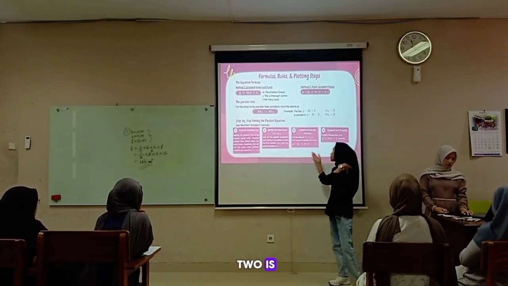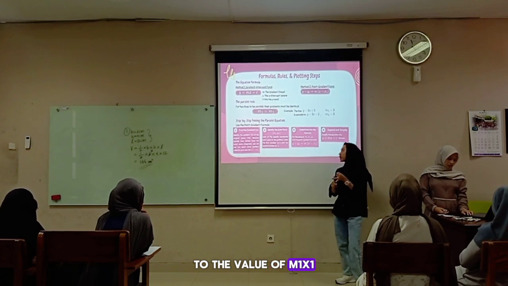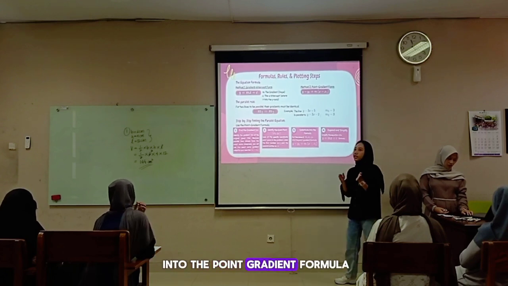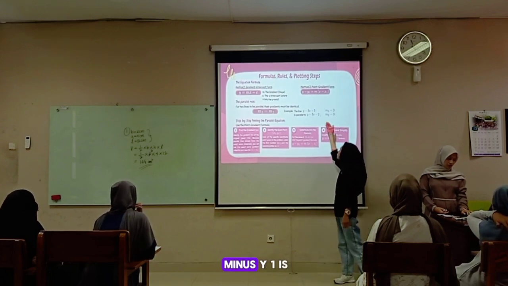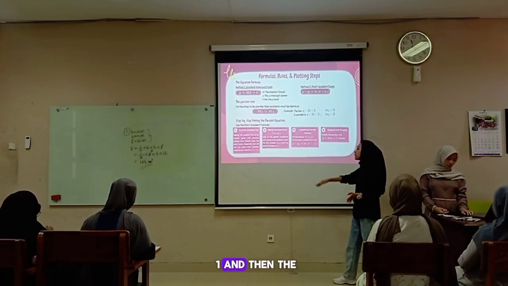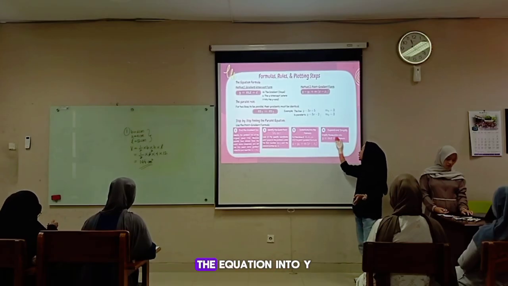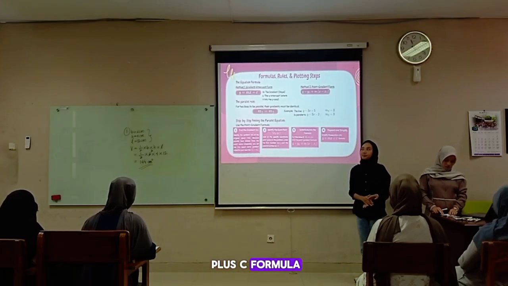And then step number 2 is you substitute into the formula. Put the values of m1, x1, then y1 into the point gradient formula, y minus y1 is equal to m times x minus x1. And then the last one is expand and simplify. You simplify the equation into the y equals mx plus c form.